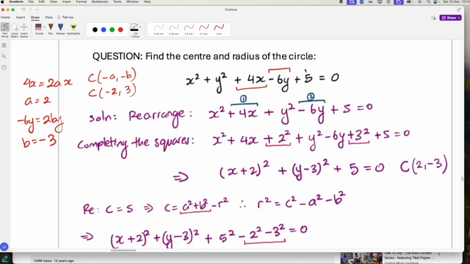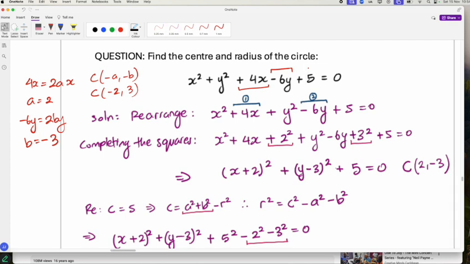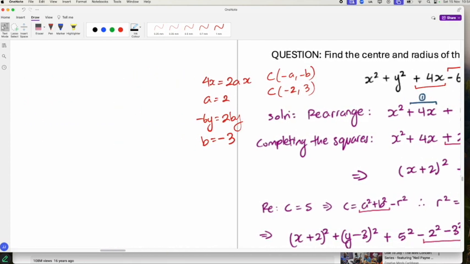And remember what I was saying about c, right? Because we worked out that c is 5 in this case. If c is 5, that means 5 is a squared plus b squared minus r squared. And I know a is 2, so 5 is 2 squared plus negative 3 squared minus r squared. I could find r here, right?